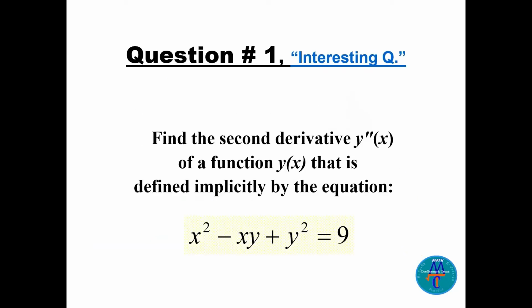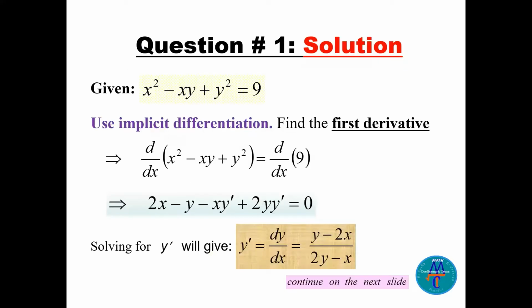Question number 1, find the second derivative, y double prime, of the function that is defined implicitly by the equation x squared minus xy plus y squared is equal to 9. So we use implicit differentiation here, and we start by finding the first derivative. The derivative on the left side will be d over dx of x squared minus xy plus y squared. On the right side, d over dx of 9, which is 0.